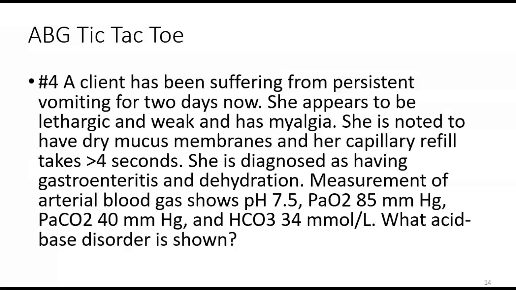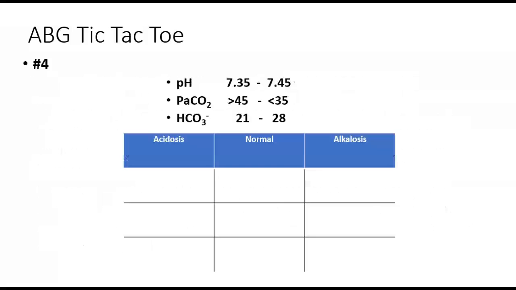Okay, we're going to continue on doing our ABG tic-tac-toe. It's here to analyze the scenarios and lab values we're being presented. So go ahead and pause the video, read this question number 4, and try and determine what you think the patient may be experiencing. All right, now go ahead and use the scenario to fill out your ABG tic-tac-toe to see if you are correct.